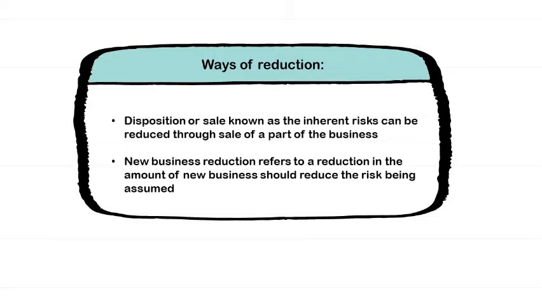The ways of reduction are disposition or sale, where the inherent risks can be reduced through the sale of a part of the business. New business reduction refers to a reduction in the amount of new business, which should reduce the risk being assumed.